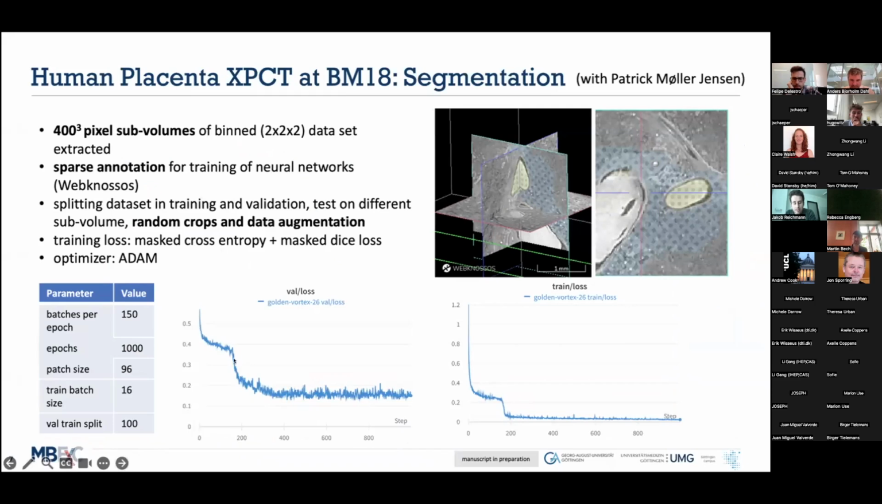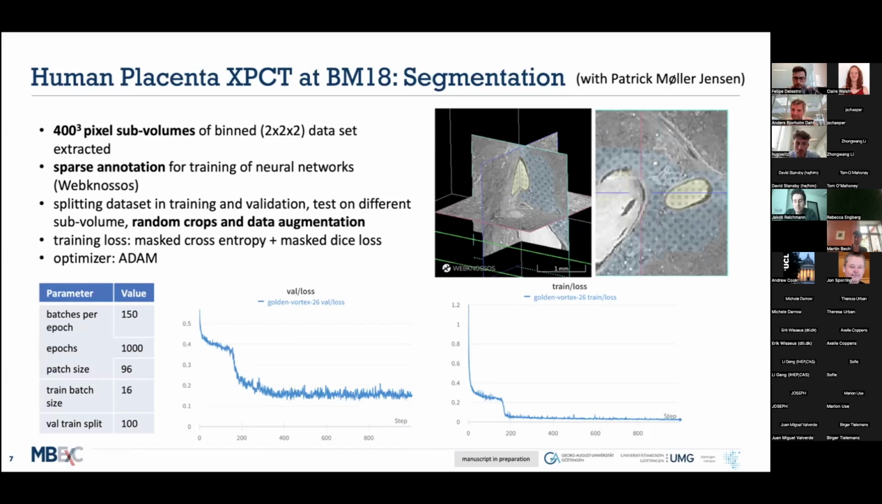Yes, exactly. Of course, Patrick could explain in more detail, but this drop would be the point at which the network started to actually understand the structures and be able to segment, where the training loss significantly drops, which is common with sparse annotations. It means that it starts to understand what we are looking for. So this drop is actually something we're looking for, and it means that the loss function drops significantly, which means that the quality of our segmentation improves. Yeah. Okay, thank you.